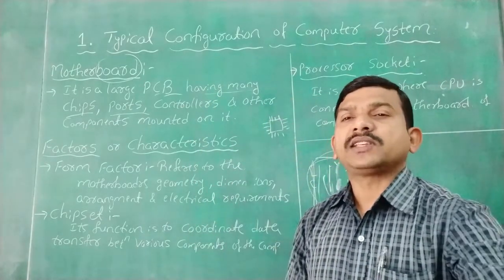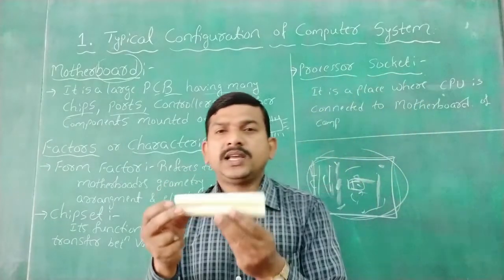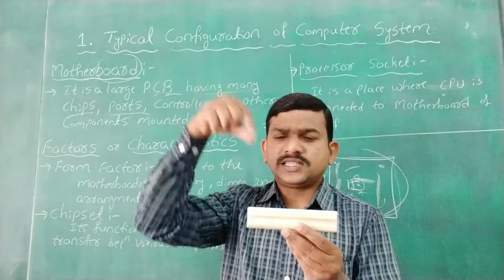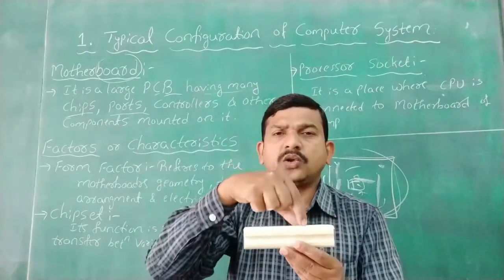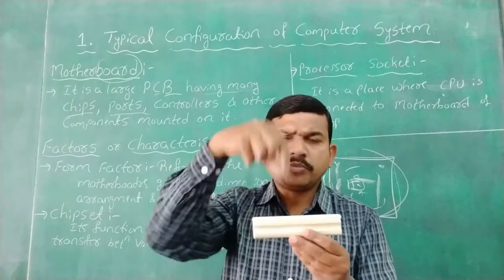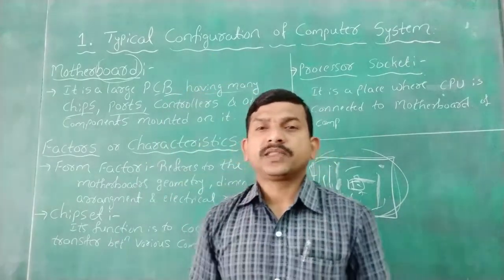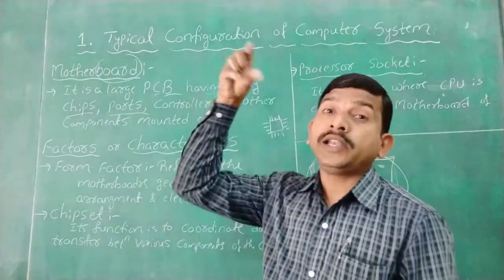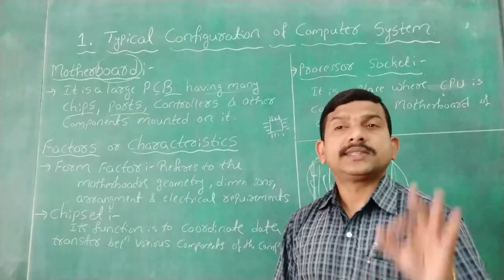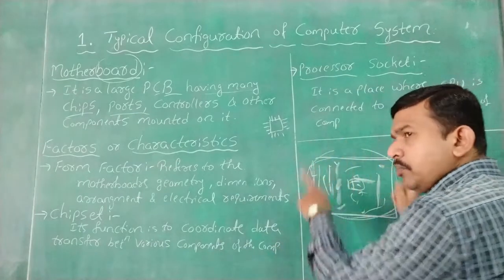Is it clear? For example, assume that this is a board. It contains so many electronic components: chips, controllers, ports, ICs, cables. There are so many things we have fixed there. That is called mounted on it. It is nothing but the motherboard. Is it clear? So what is a motherboard? It is one board actually.